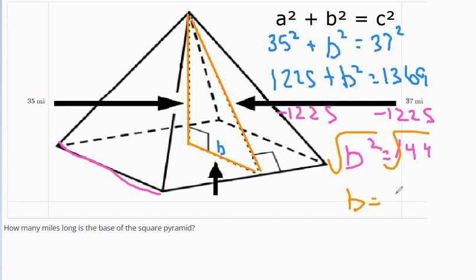But the answer is not 12. Well, why not? Because the question is, how long is the base of the square pyramid? This pink line right here. We only know that this halfway across is 12, even though it might not look like it in the picture. This point right here is halfway, right in the middle of it. So we'd have to double it to make it 24. So that orange line is 12, and this other one would be 12 more, so it's going to be 24 miles.